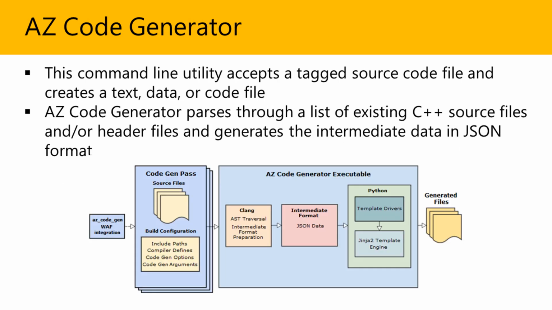Next, we have the AZ code generator. Talked about this in the previous lectures, but here it is one more time. It's just a utility which accepts a source code file and creates a text, data, or code file. It parses through the list of existing C++ source files or header files, and then eventually generates data in JSON form. It will pass the intermediate data to a series of templates, which will then provide the format for the code that is generated.